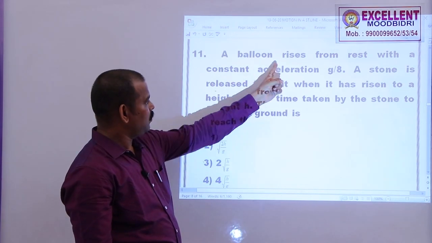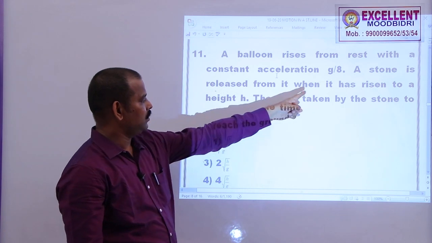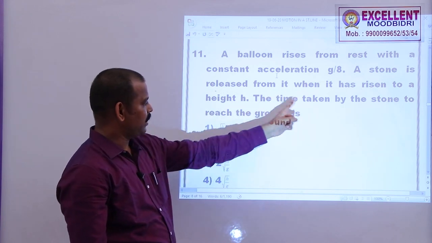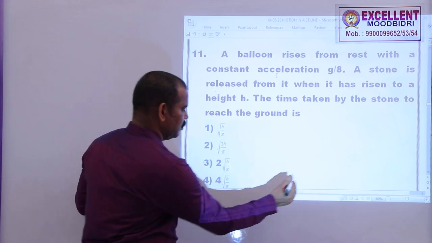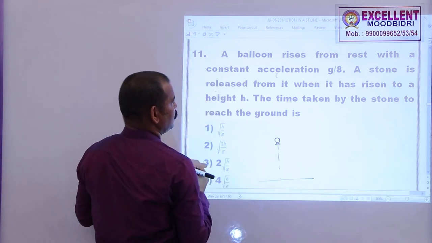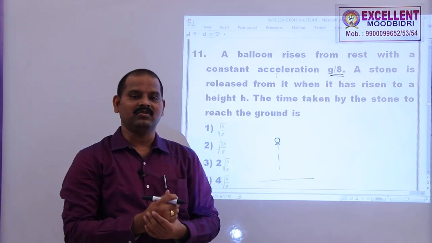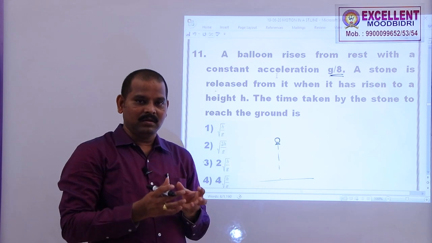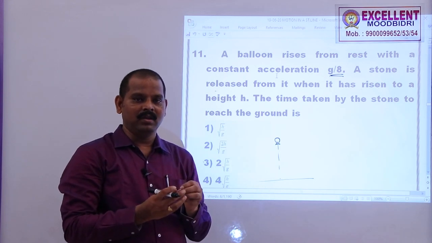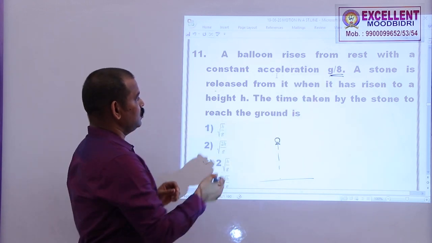Number 11. A balloon rises from rest with a constant acceleration of g/8. A stone is released from it when it has reached a height h. The time taken by the stone to reach the ground is dash. So this is the ground. From here the balloon is going up and its acceleration is g/8. Generally if a body is thrown vertically upwards, acceleration is minus g. But here the balloon is connected to a source, and the source is giving a constant acceleration equal to g/8.